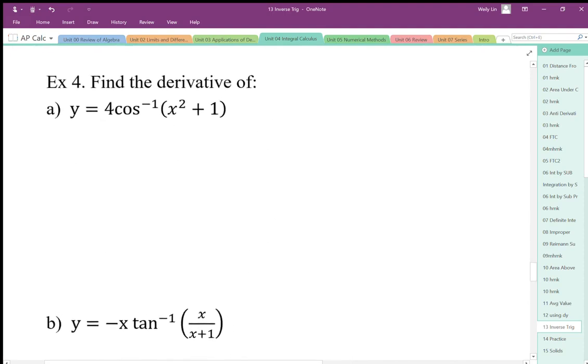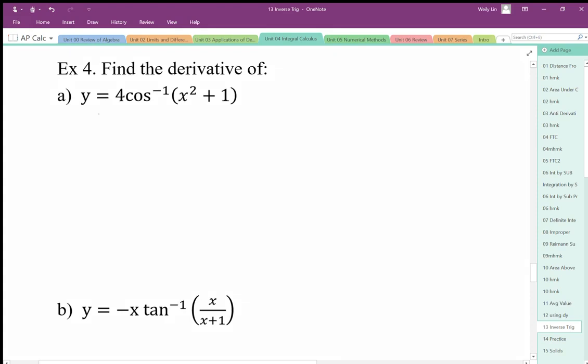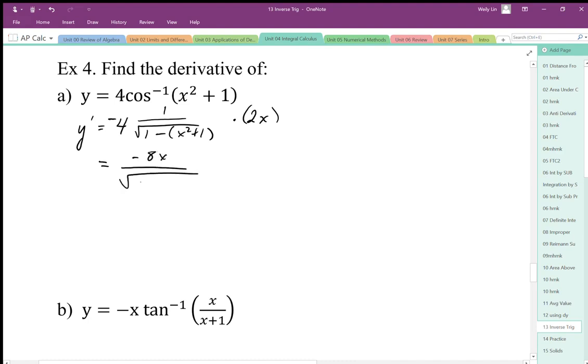Okay, so let's differentiate these ones. We're going to find the derivative of this. So y prime is equal to, for the derivative of cos, 1 over the square root of 1 minus x squared plus 1. Okay, it's going to be the negative version of that, times 2x using chain rule. So simplifying that, I'm going to end up with negative 8x over the square root of 1 minus x squared plus 1. Sorry, squared.